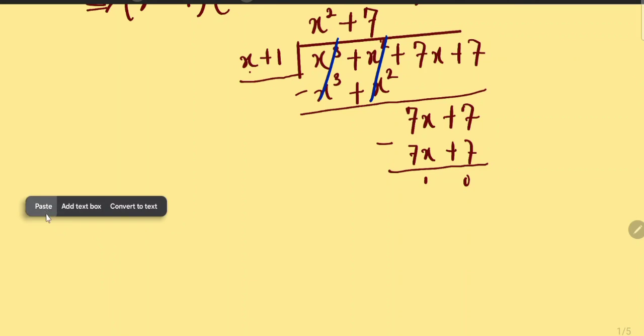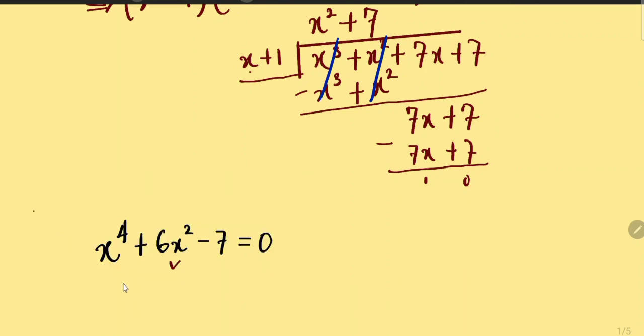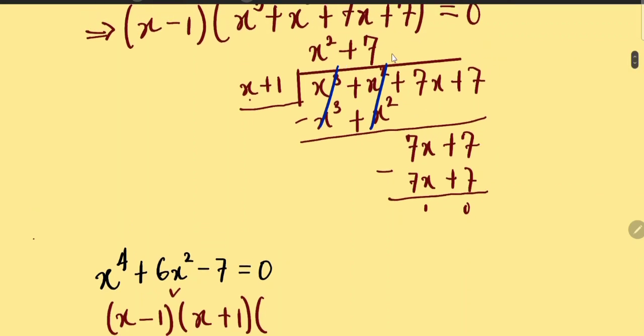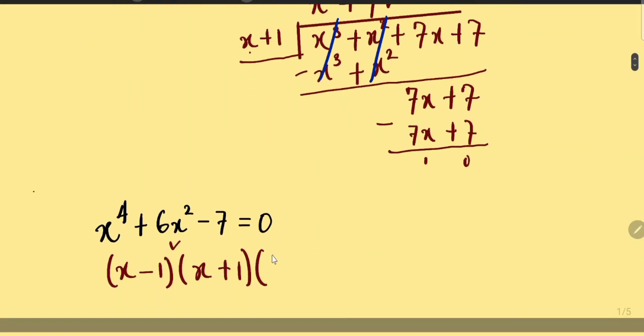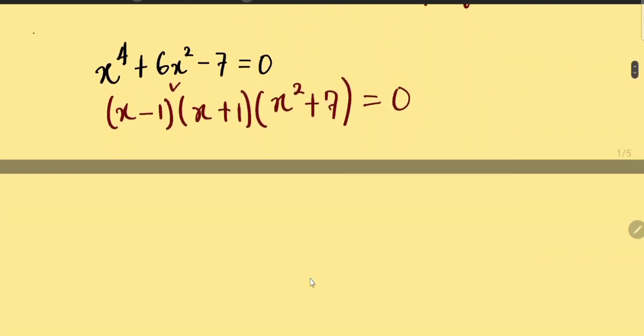Let me paste it here. This polynomial will now give us x minus 1 as one of the factors, then x plus 1, plus what do we have left here? x squared plus 7. Everything equal to 0. Don't forget, we are looking for that factor that is the root of that polynomial, or the zeros of that polynomial. So definitely, if all these are multiplied to be equal to 0, definitely x minus 1 will be equal to 0. Then it means x will be equal to 1.